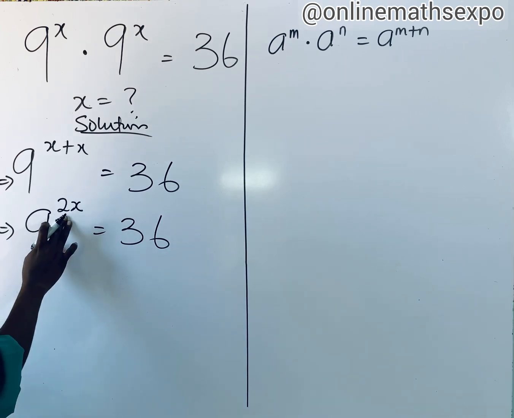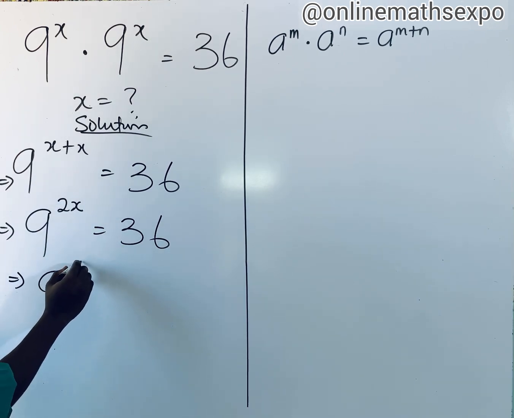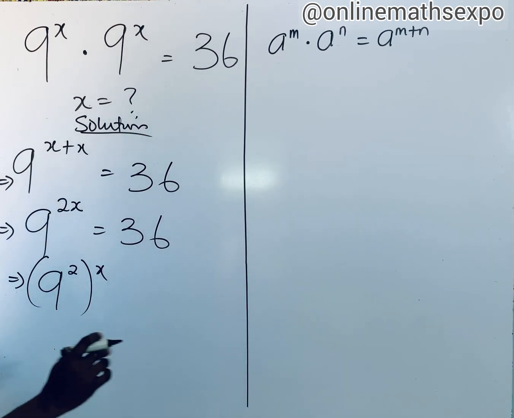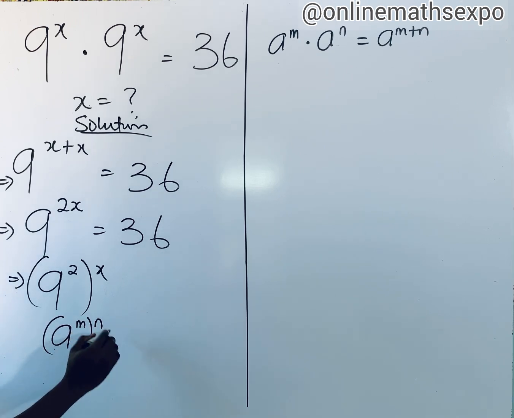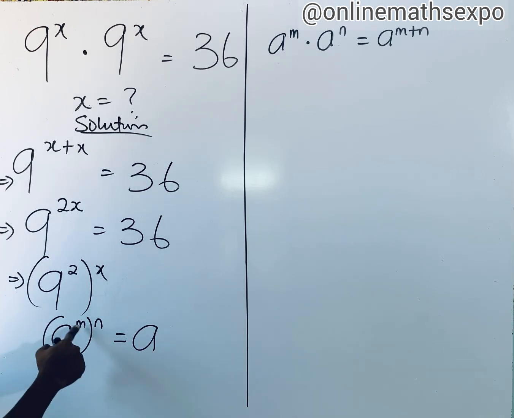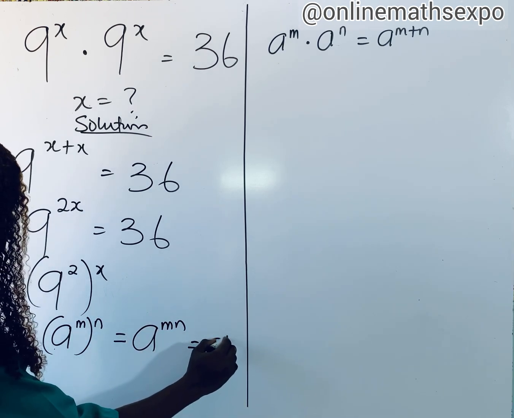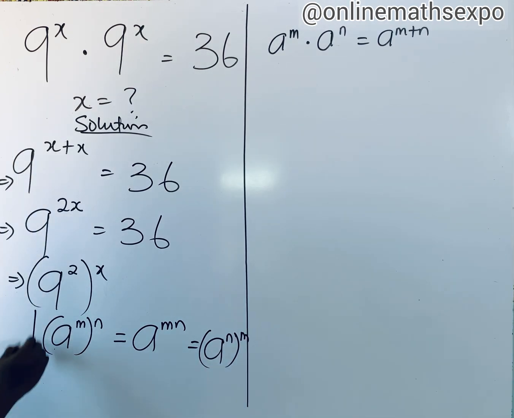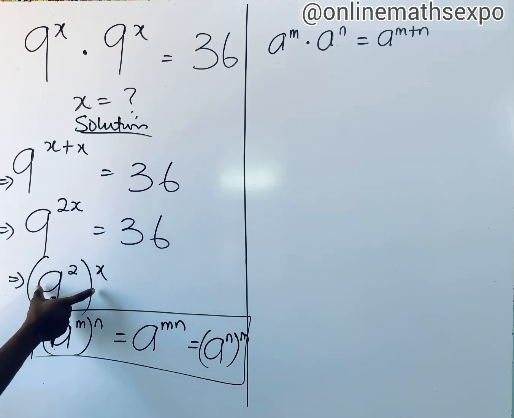Remember, this can also be written as 9 to the power of 2, all raised to the power of x. Why did I do so? I know too well that if I have a to the power of m raised to the power of n, it is the same as a to the power of mn, which is the same as a to the power of n raised to the power of m. So when you have this, you can rewrite it as this. I hope you are with me there.